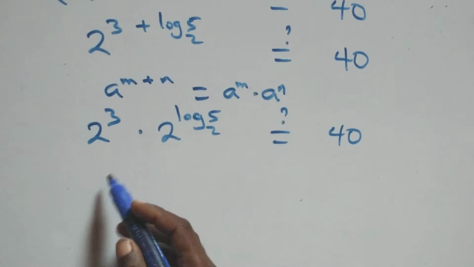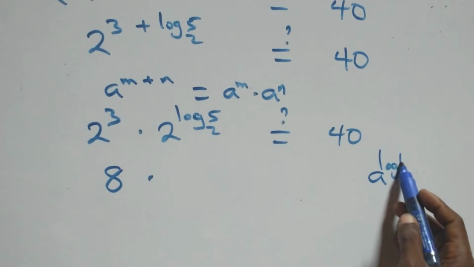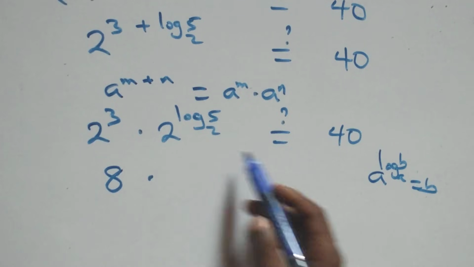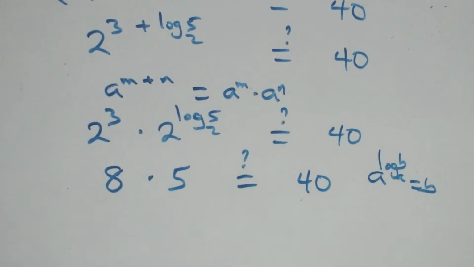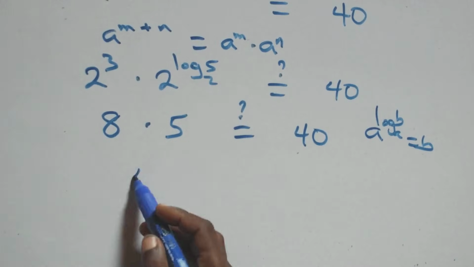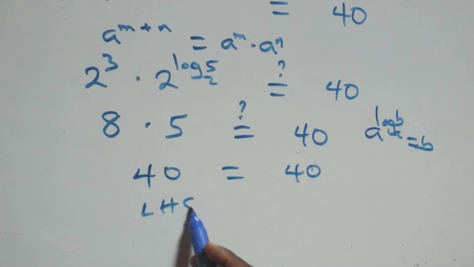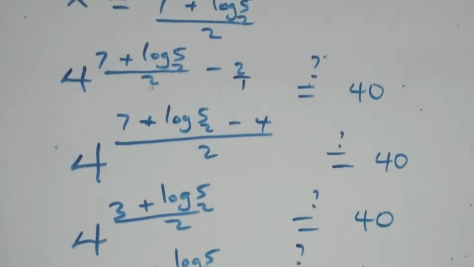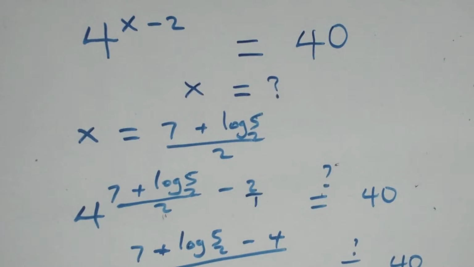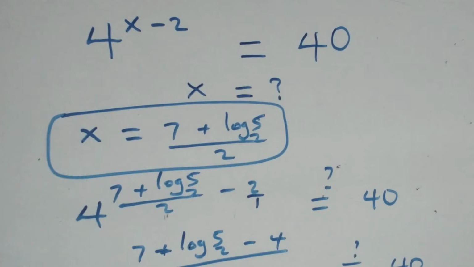2 raised to power 3 here, that's 8, times, this follows when we have a raised to power log b to base a, which is equal to b. So this here we have 5. Is it equal to 40 on this side? Then 8 times 5 gives us 40, which is equal to 40 here. Left hand side equals the right hand side, and therefore we conclude that x equals 7 plus log 5 base 2 all over 2 satisfies this given problem.